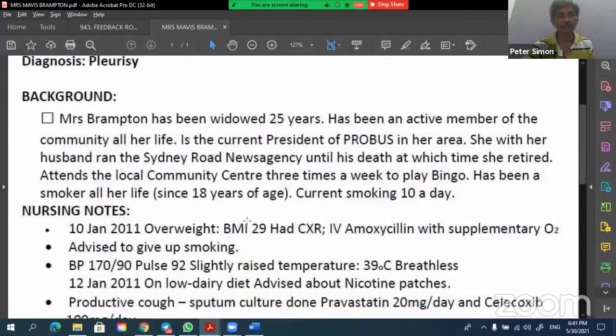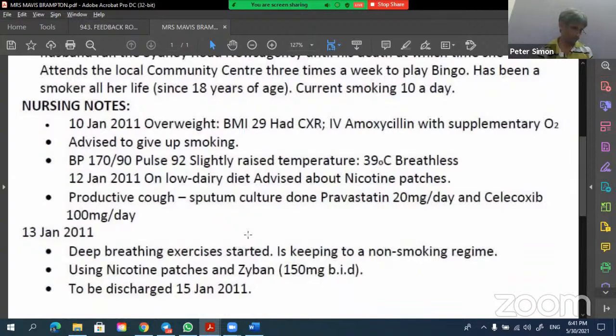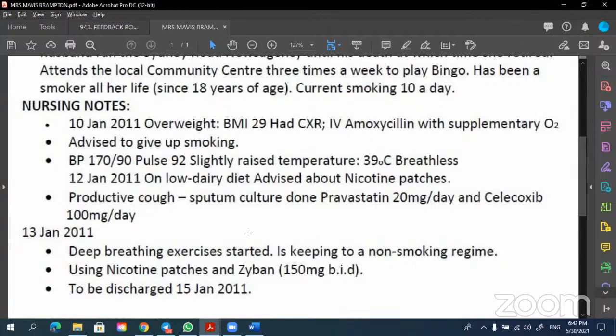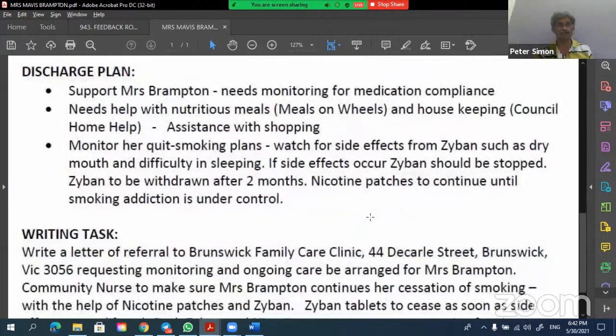Next. This is the second part. This is the discharge plan and the writing task.